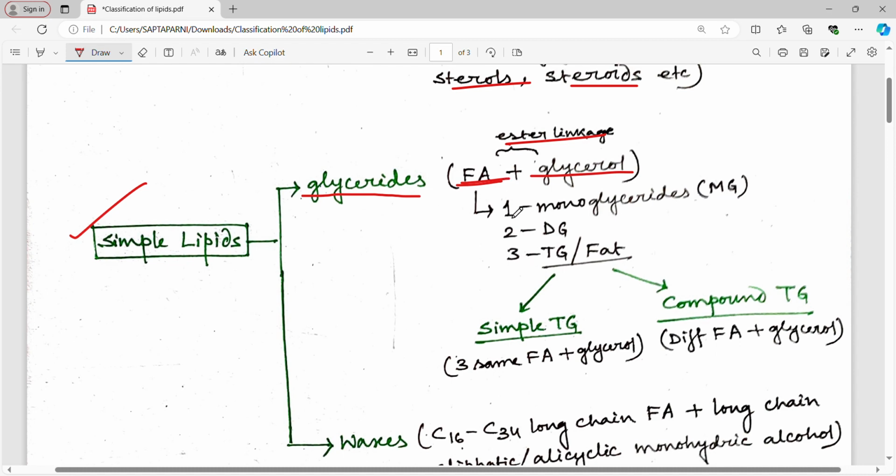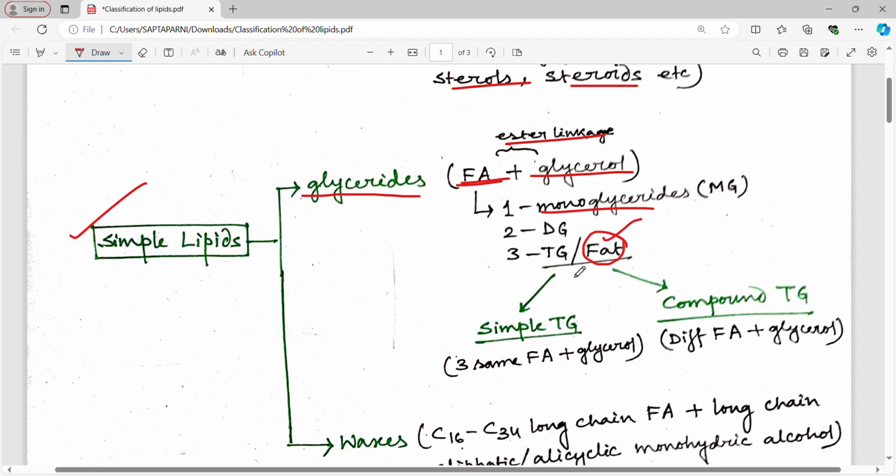When there is only one fatty acid present, then that type of glyceride is known as monoglyceride. When two fatty acids are present, that is known as diglycerides, and when three fatty acids are present, that is known as triglycerides or fats. So this is the difference between lipid and fat. Fat is a type of lipid, but lipid is not a type of fat. The triglycerides are generally known as fat.